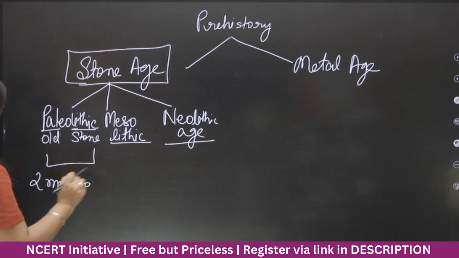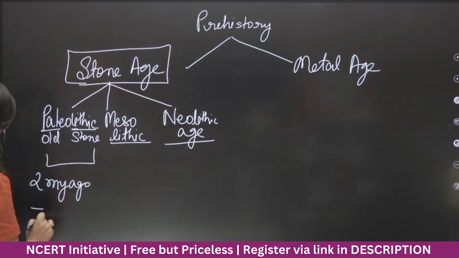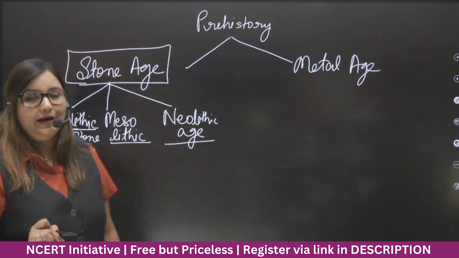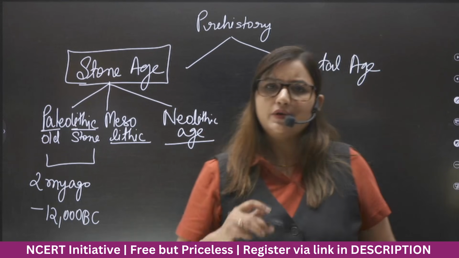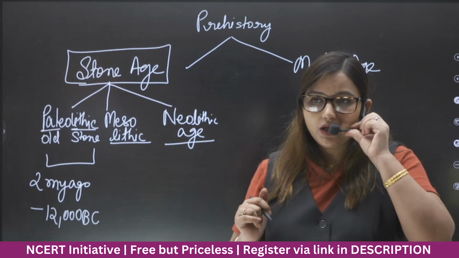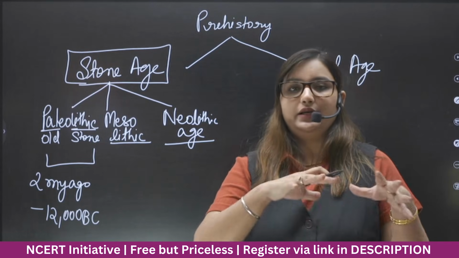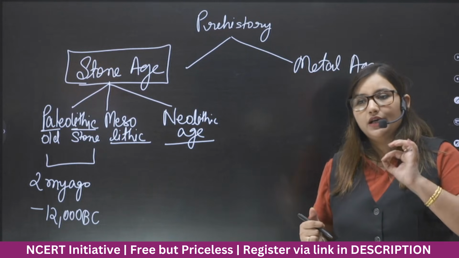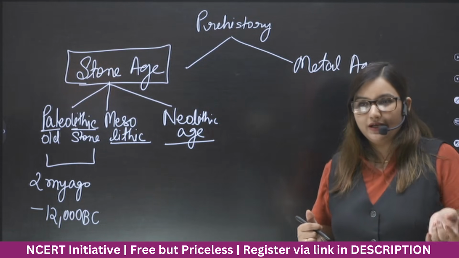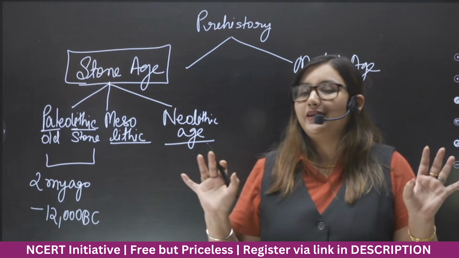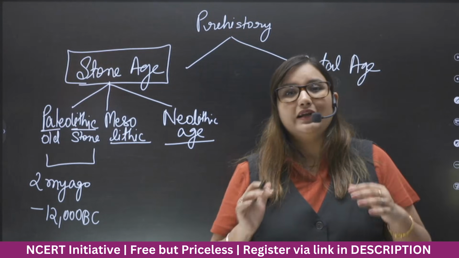Okay. So from 2 million years ago to 12,000 BC, we had the time of Paleolithic Age, roughly. This is a rough division, you can say, as per the NCERT class 6th, but the dates are written in different ways in different books. You don't need to get confused. Fine.